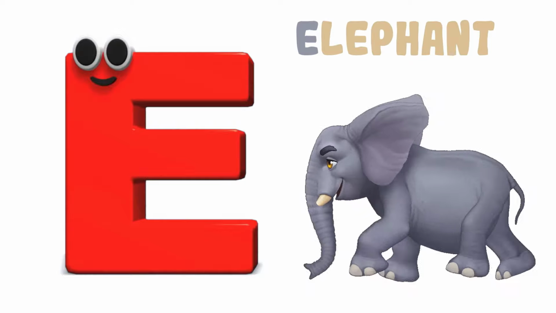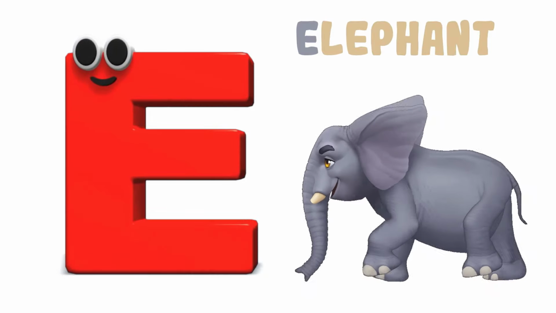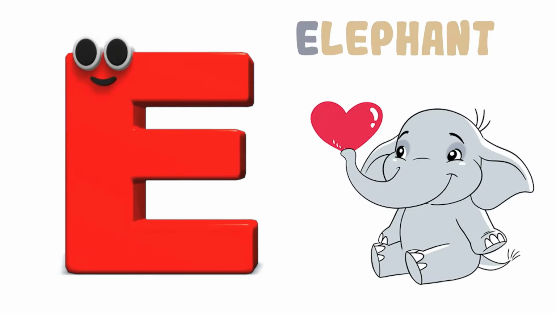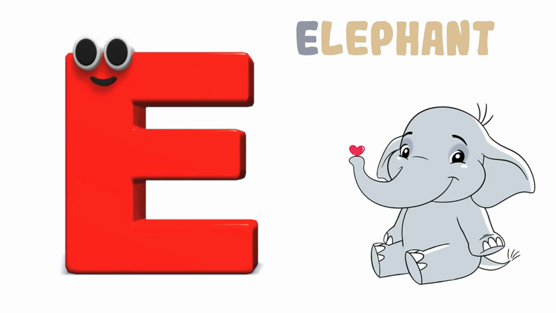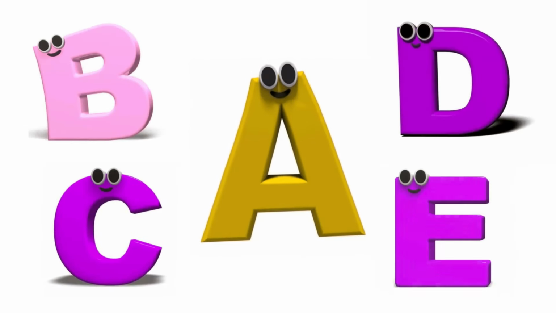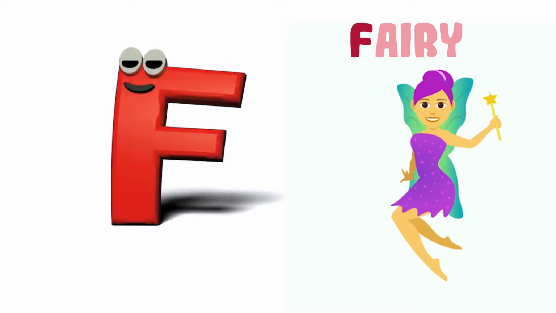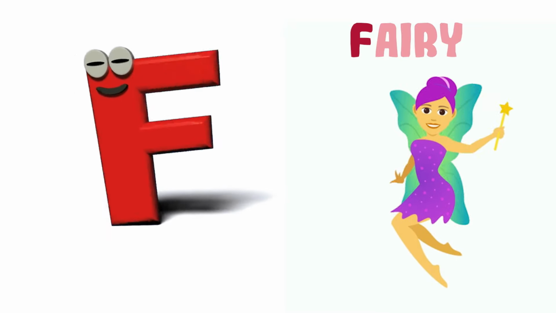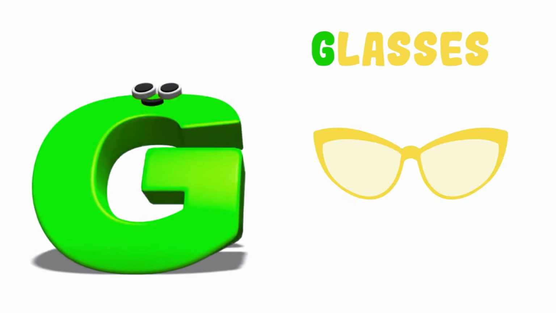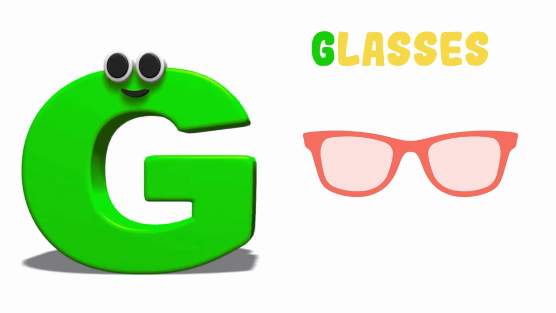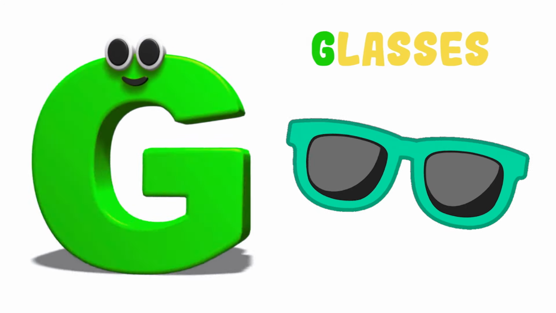E is for elephant, eh, eh, elephant. E, elephant. F is for fairy, f, fairy. F, fairy. G is for glasses, g, g, glasses.